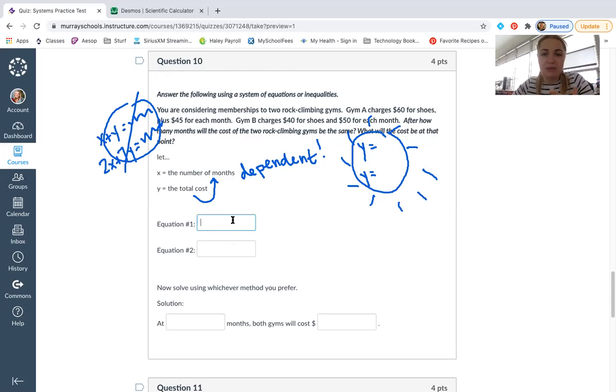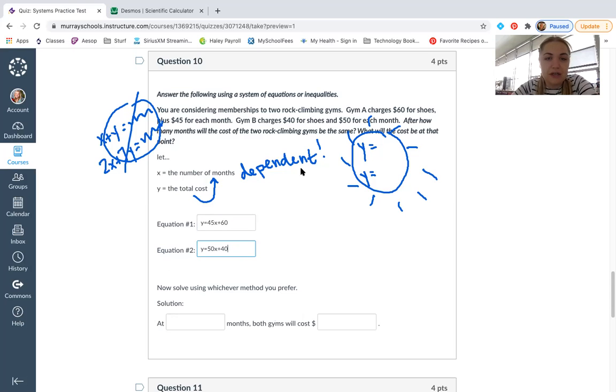For rock climbing gym A, it was $60 for shoes plus $45 for each month. So I've got y equals, okay, so $45 per month. Remember the months is X. So I'm gonna do 45 times X plus the cost of shoes, which was $60. Equation 2 is going to be y equals, and gym B was charging $40 for shoes and $50 per month. So we'd have $50 per month plus shoes, which was $40. Now solve using whichever method you prefer.